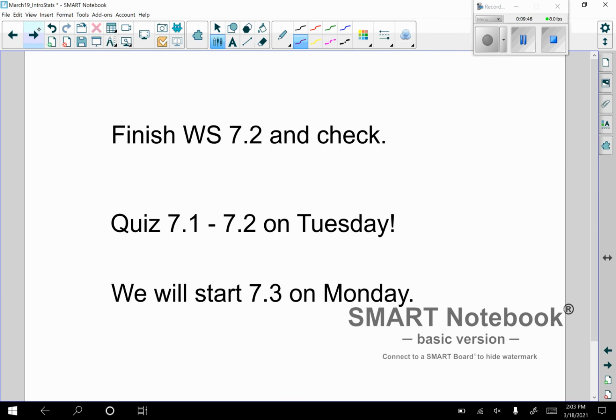All right, so if you still need to finish and check and correct worksheet 7.2, please do that. Also use this time to look back over section 7.1 and worksheet 7.1. That quiz will be on Tuesday. And then we will start section 7.3 on Monday.